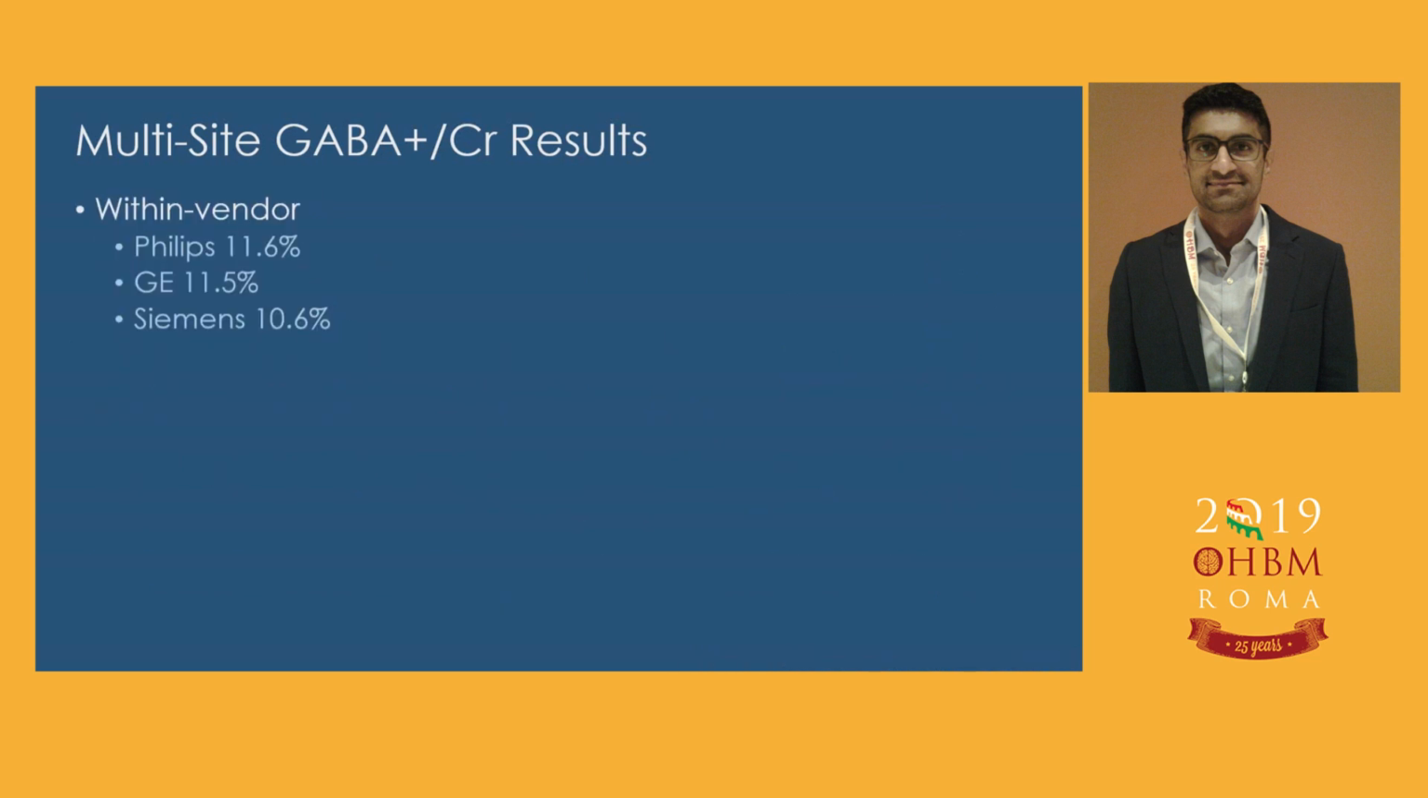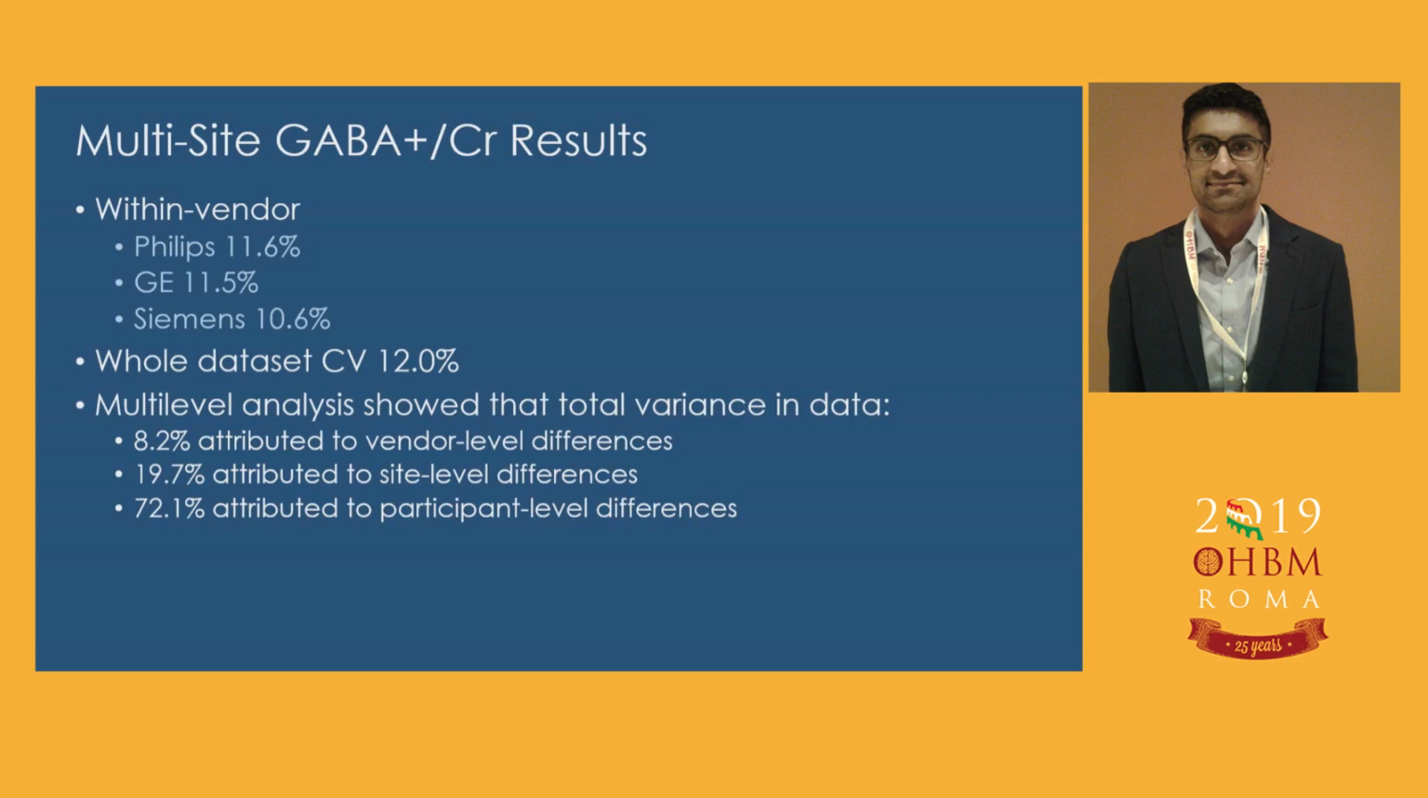And we can see that within vendor, that is within Philips, Siemens, and within GE, you have variation as well. That's about 11.5% for Philips and GE, and slightly lower for Siemens. If you combine the whole data set, you have about 12% variation. And breaking down this data set, you can see that 8.2% was attributed to vendor level differences, and about 20% attributed to site level differences. And then the rest is not attributed to either of them. So combining that, about 30% of the differences are attributed to site and vendor level differences.